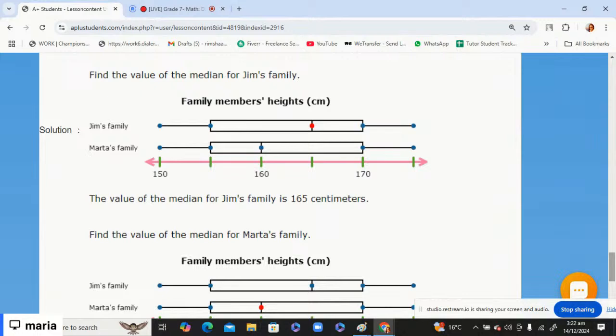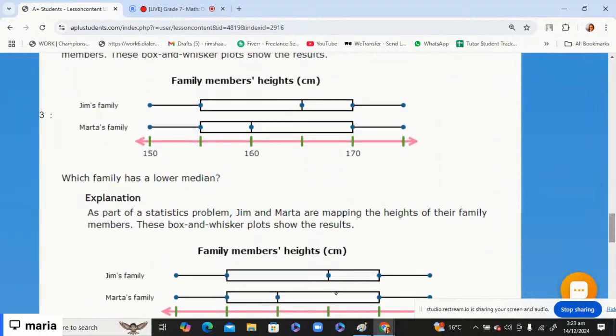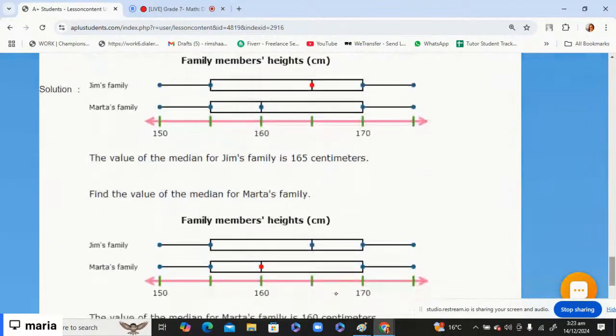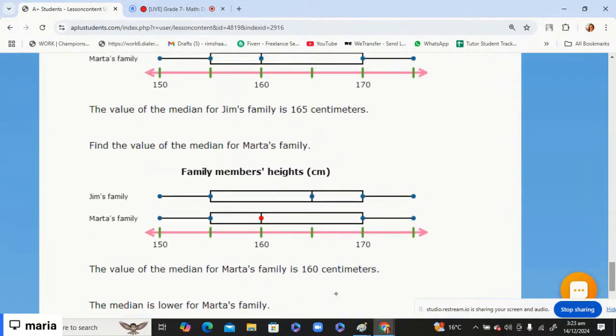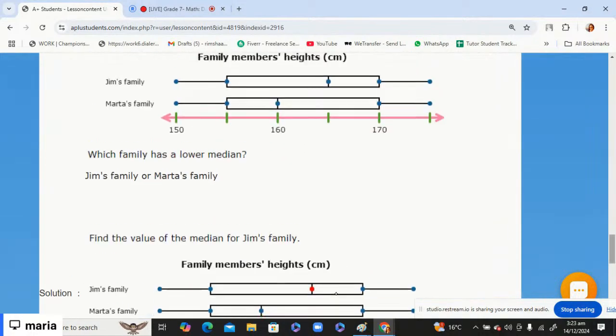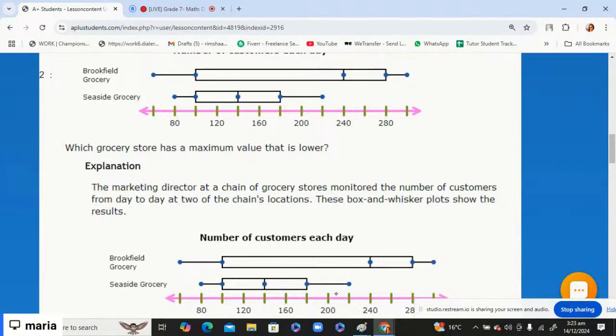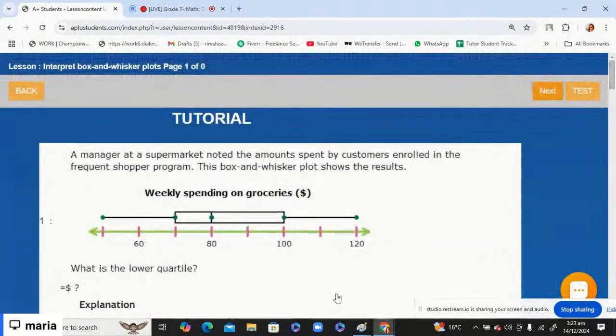It lies over there. So we are going to find which family has the lower median. One median is 165, the other median is 160. So the Marta family has the lower median. Okay. Median is the middle point.